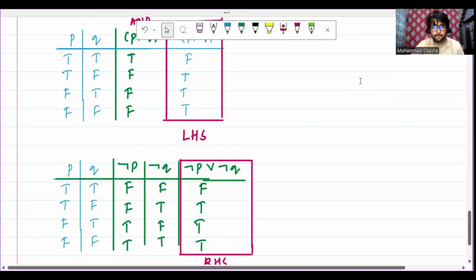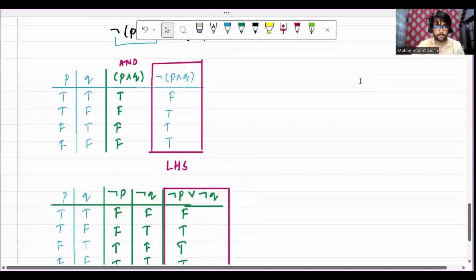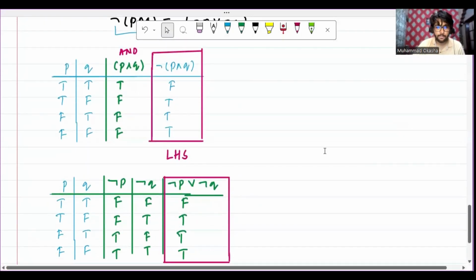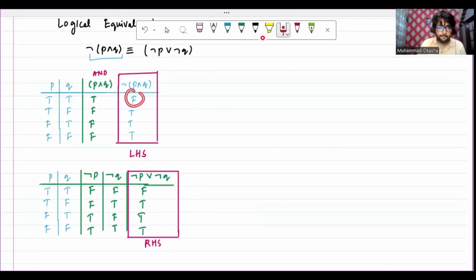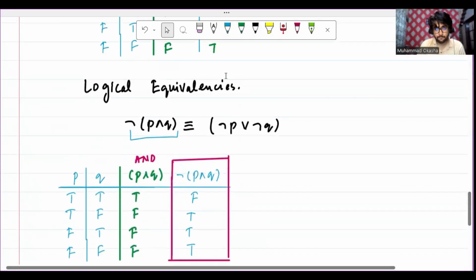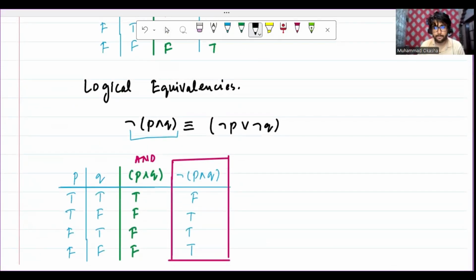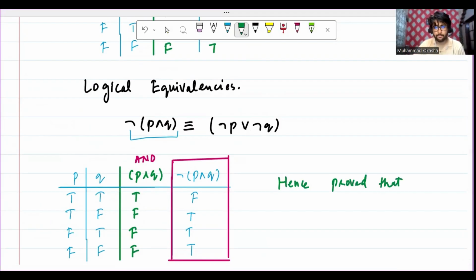Now see, if the right-hand side and left-hand side are equal, then the logical equivalency is proved. Look at the left-hand side, look at the right-hand side. I'm going to zoom out. See, F, F, T, T, T, T, T, T, which means it is proof that they're logically equivalent. Okay, so you can write, hence proved that.